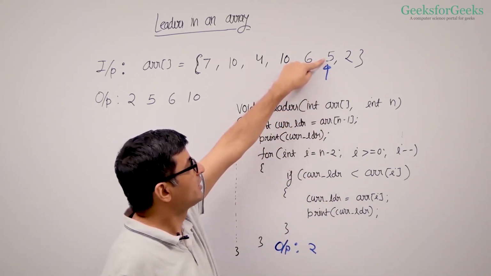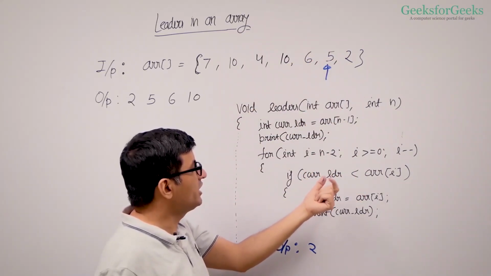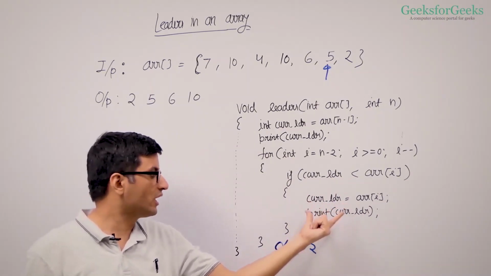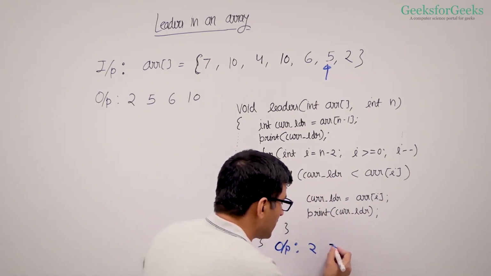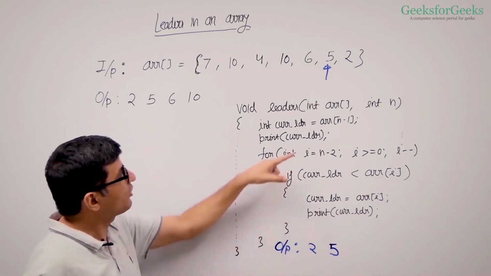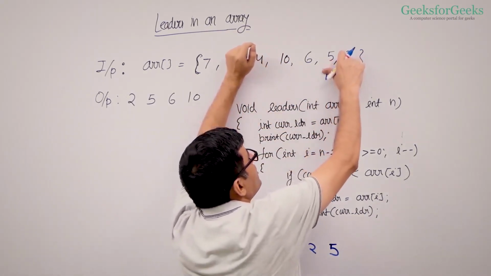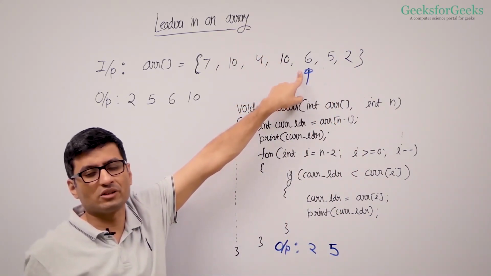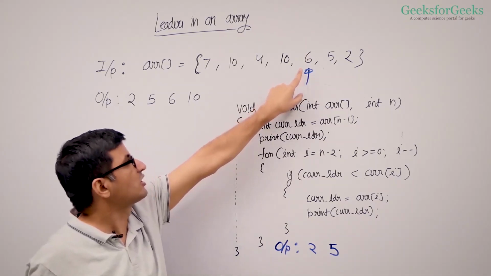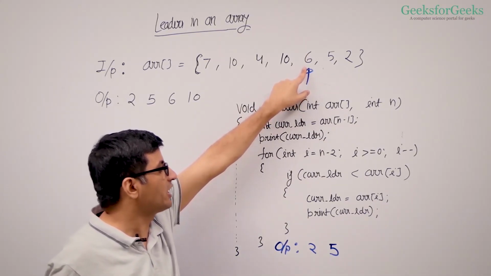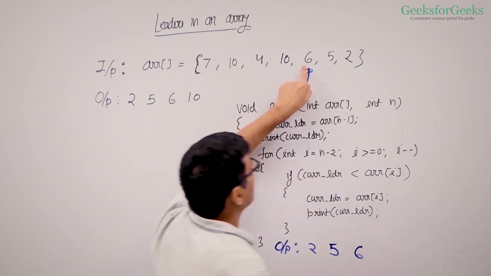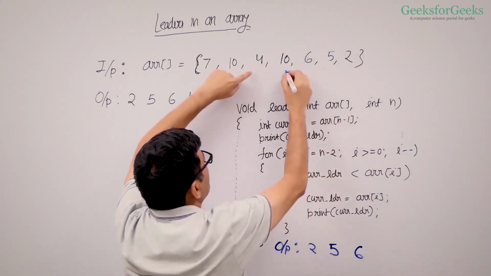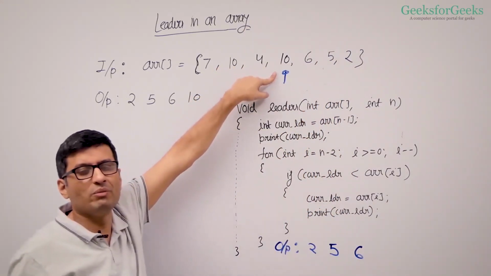So you come to 5, you see that 5 is actually greater than the current leader. So you make 5 the current leader and then you print 5 also. So you print 5 on the screen. Now you go to the next element and you check whether this is greater than the current leader. This is also greater than the current leader because the current leader is 5 and this is 6. So you make this element the current leader and you print it. Now you come to this element and you see this element is also greater than the current leader. So you print this element and you make it the current leader.